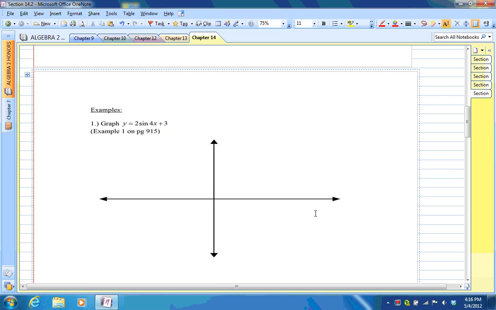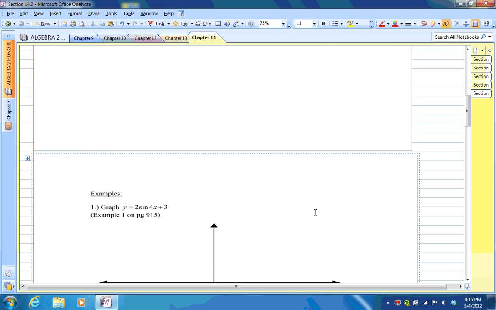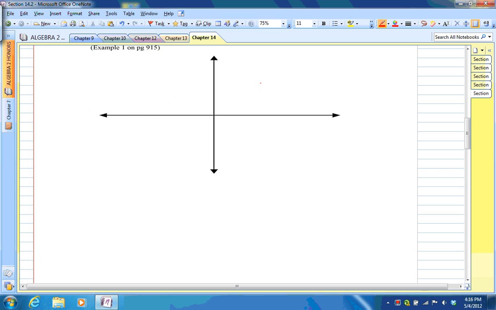So let's look at example 1. And by the way, if we don't have time to do the tangent graph, we could always obviously do it on Monday. Example 1, graph y equals 2 sine 4x plus 3. So the strategy here again is I'm going to let 4x equal 0 and let 4x equal 2 pi.